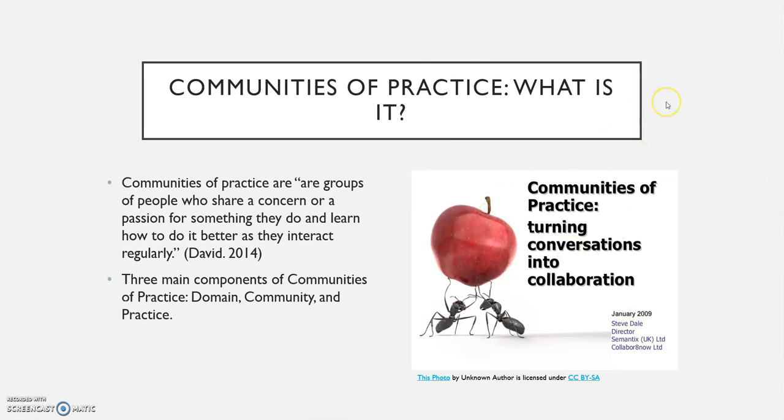So the second thing that I'll be talking about is communities of practice, and I'll start again with what it is. So communities of practice are groups of people who share a concern or a passion for something they do and learn how to do it better as they interact regularly, as said by Mr. David. Here is an image of 2 ants carrying 1 apple working together to get the desired result. And there's 3 main components of communities of practice, which is domain, community, and practice, which I will talk about further in the next slide.